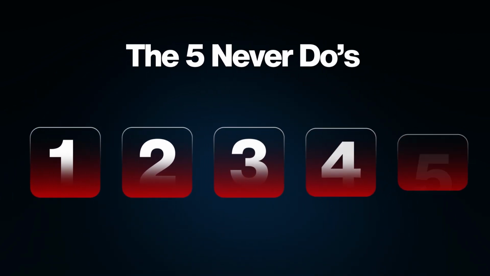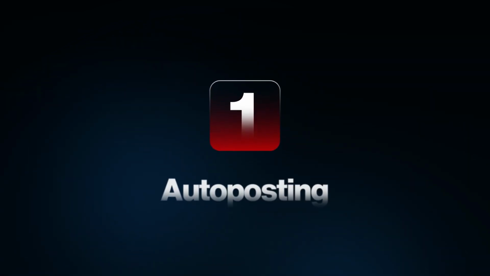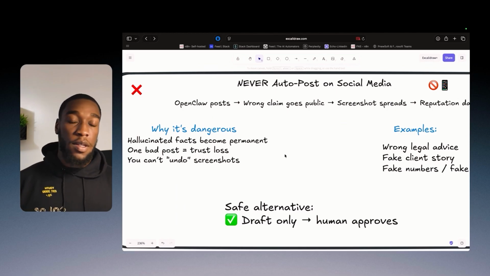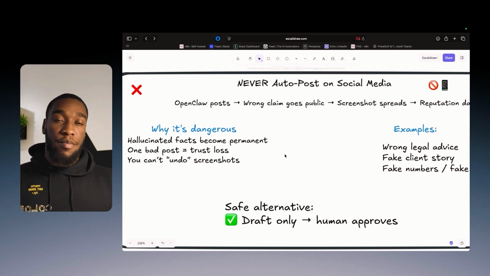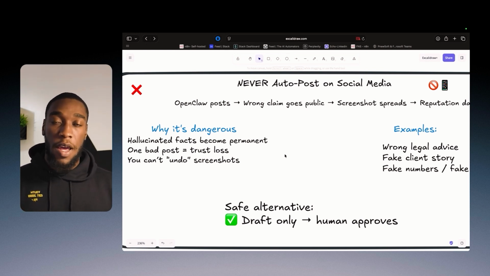Now that we covered the 5 use cases that you should implement, I think it's about time that we cover the 5 you shouldn't use OpenClaw for in your business. So to start, you shouldn't let OpenClaw auto post on social media. This definitely goes against the grain, what's contrary, right? But I think using auto post within OpenClaw is definitely going to have some red flags.